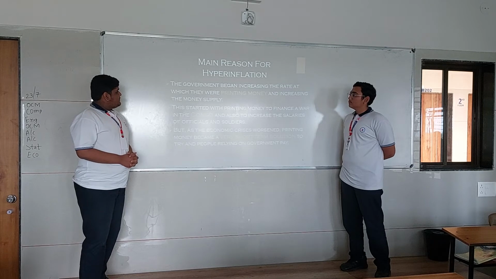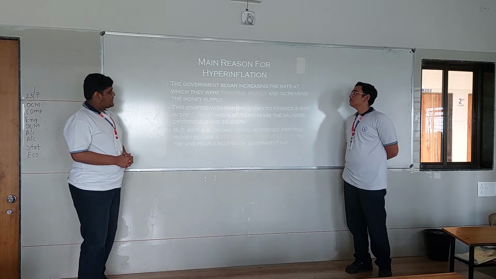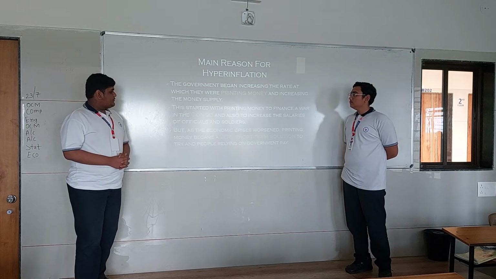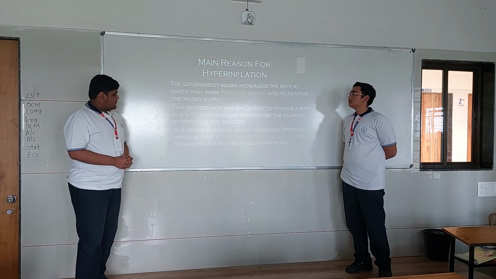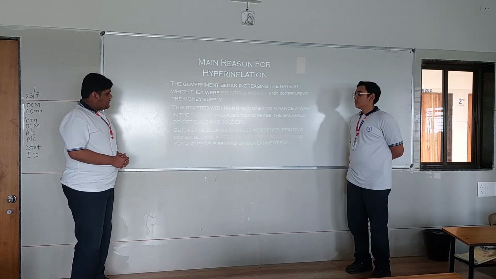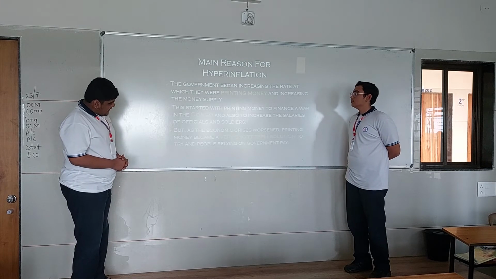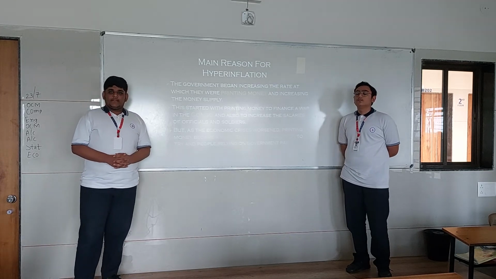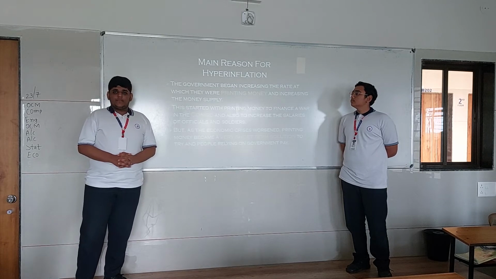There were many reasons for hyperinflation. The main reason was that the government began to increase the rate at which it was printing money. They increased the money supply. This started with printing money to finance a war in the Congo and to increase the salaries of officials and soldiers. But as the economic crisis burst, printing money became a very short-term solution, and people relied on the government. The government started to increase its money production. As the money supply increases, the value of money goes down.